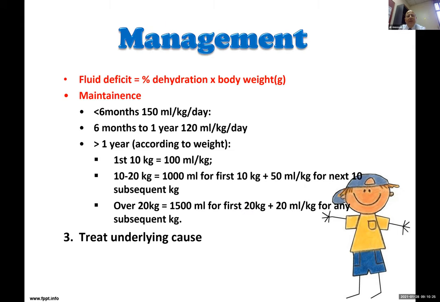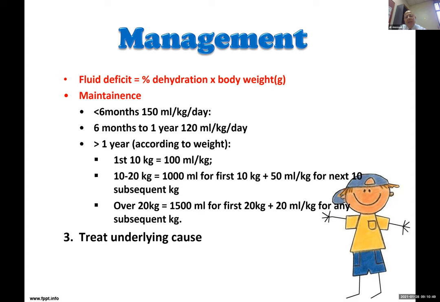The fluid deficit is the percentage of dehydration in the body weight. And the maintenance, we are calculating it. Before 6 months, you give 150. From 6 months to 1 year, we give 120. More than 1 year, according to the weight. You must know that.